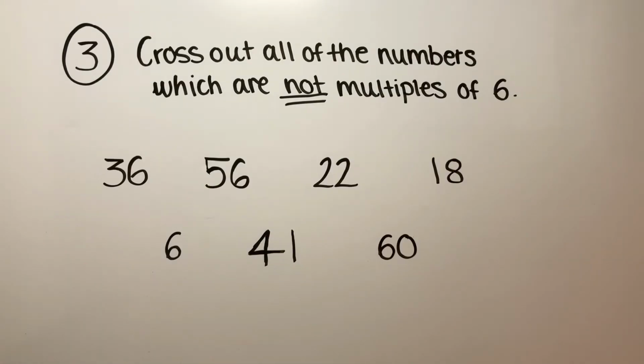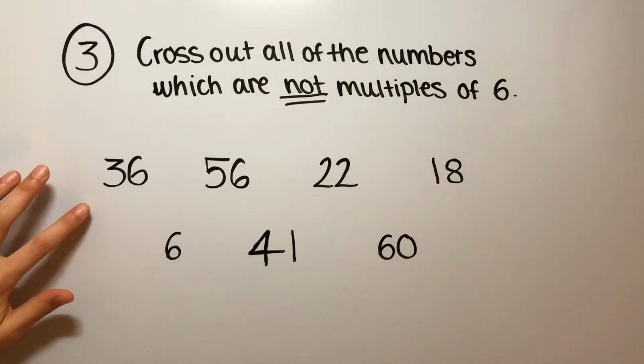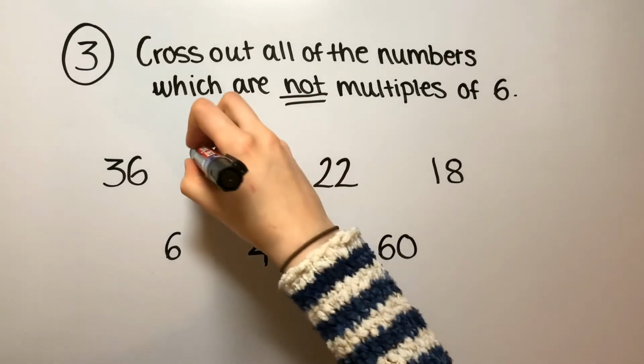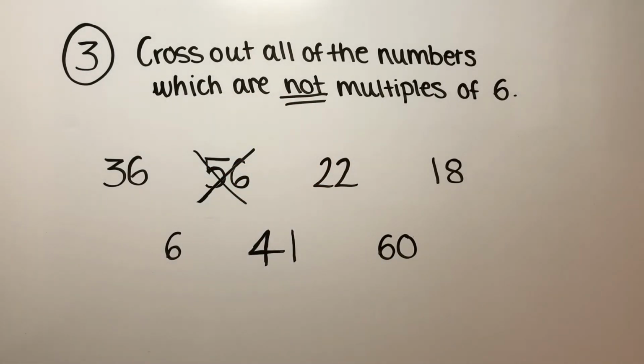Question 3. Cross out all the numbers which are not multiples of 6. Now the most important word in this question is not. You've got to remember that. 36 is a multiple of 6 because 6 times 6 equals 36, so that's right. Now 56. 56 isn't a multiple of 6. 9 times 6 is 54 and 10 times 6 is 60. And 56 is in between those two numbers, which means that it's not a multiple of 6.